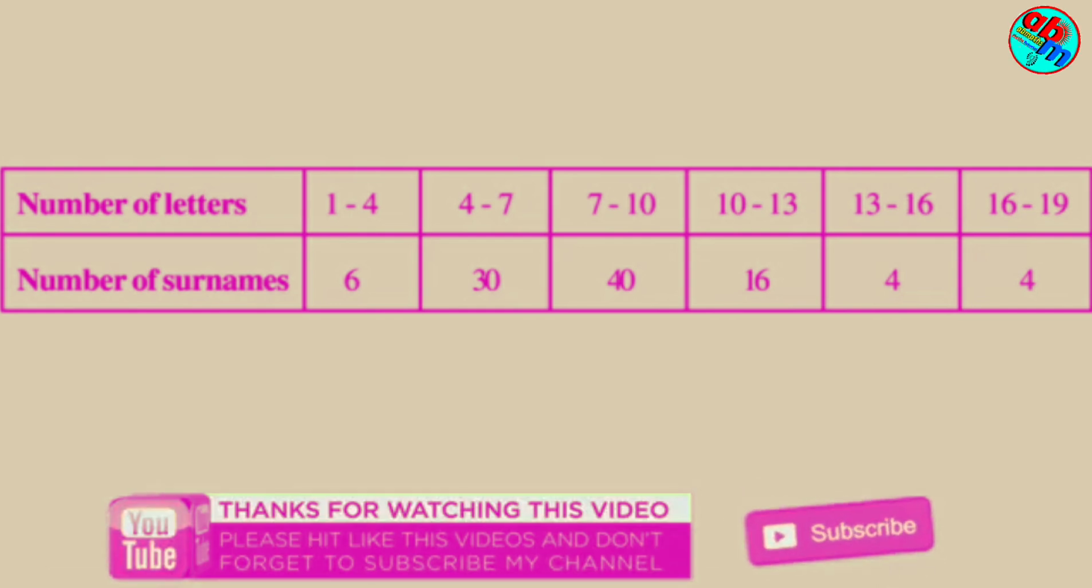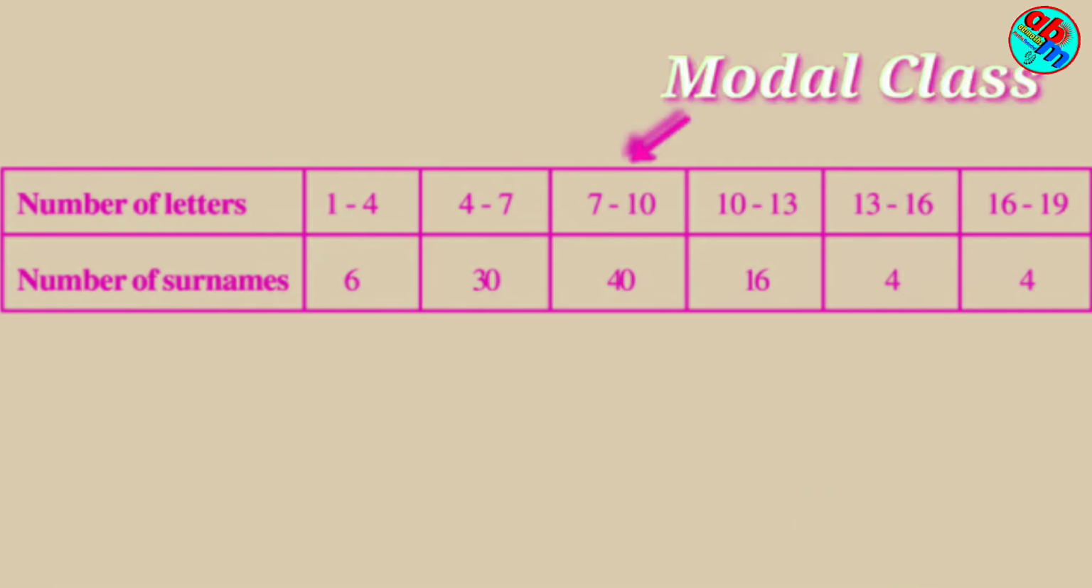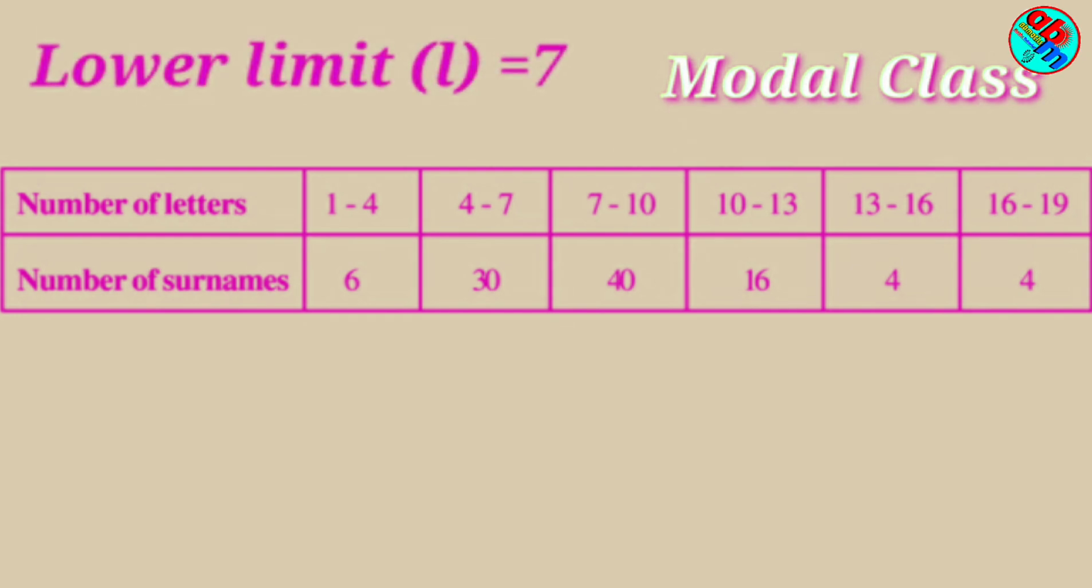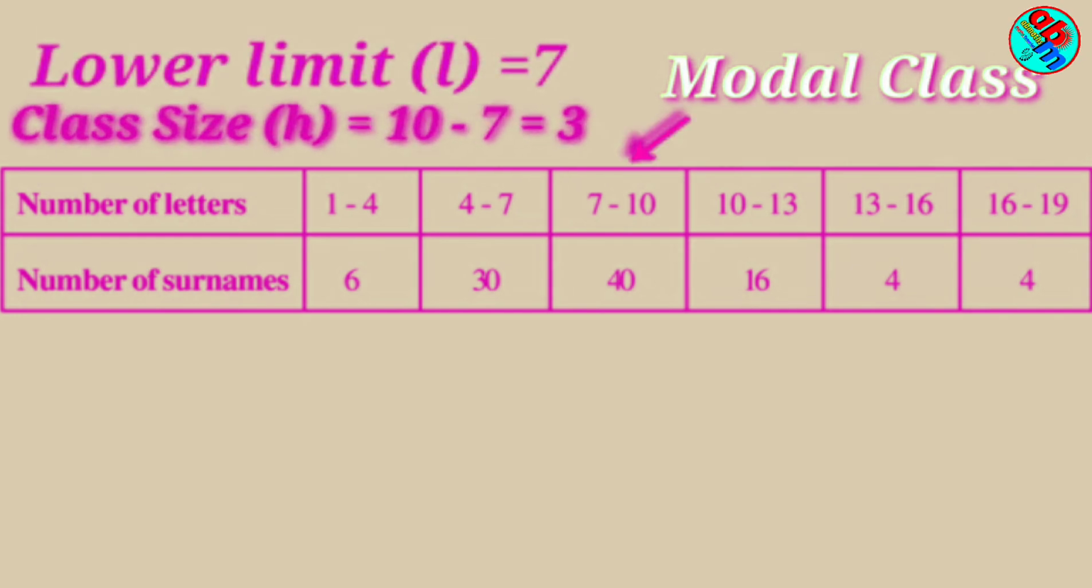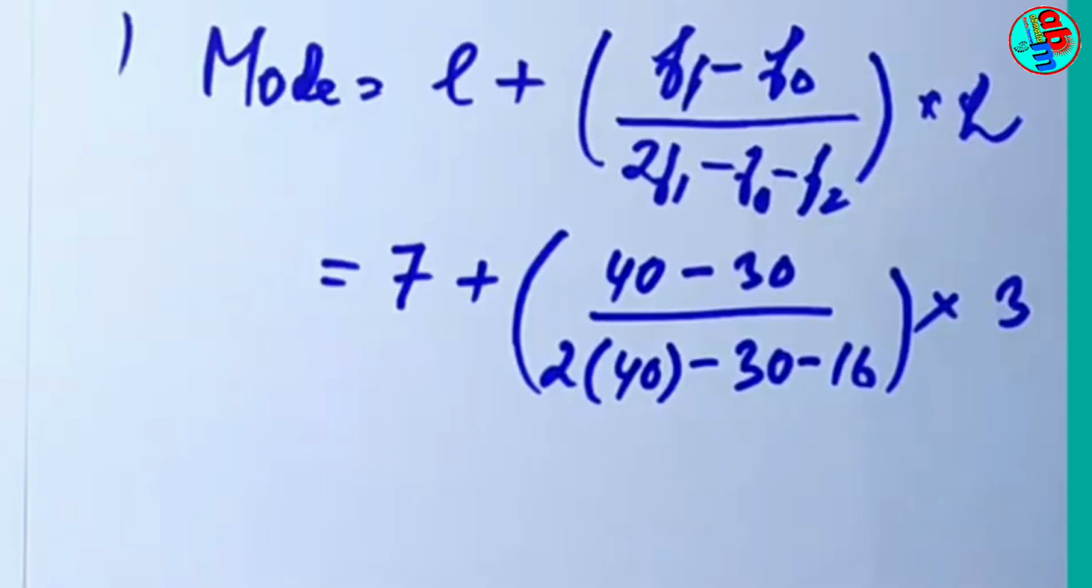Now let us calculate the mode. From the table, it can be observed that the maximum class frequency belongs to the class interval 7 to 10. So therefore modal class is 7 to 10. Lower limit of modal class is 7. Class size 10 minus 7, which is 3. Frequency f1 of modal class is 40. Frequency f0 of class preceding the modal class is 30. Frequency f2 of class succeeding the modal class is 16. Let us substitute this value and calculate the mode. Here we substituted the value.